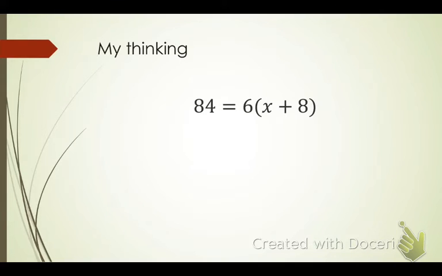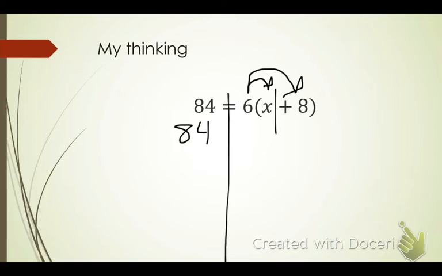So, my thinking, step 1 said distribute. So the first thing I'm going to do is distribute. 6 goes to the x, and 6 goes to the 8. So this becomes 84 equals 6x plus 48, sorry. All right, so I distributed once. Second step said combine like terms. Well, I don't need to do that because I don't have any other like terms. This is already a two-step equation.